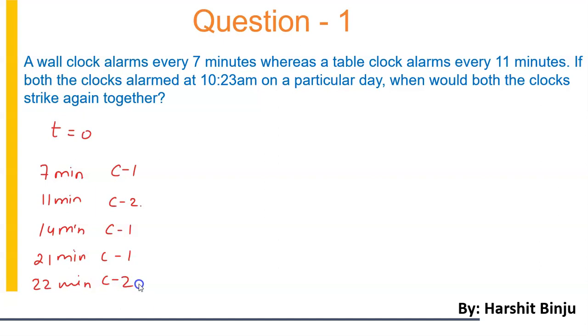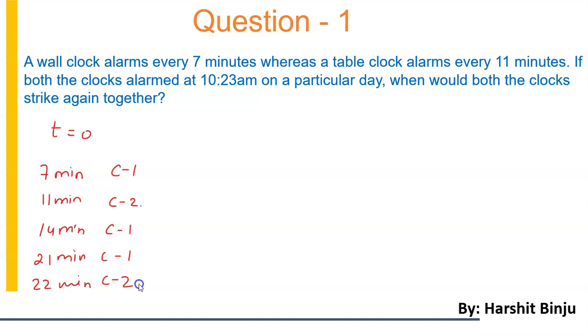So after every 7 minutes from t equals 0, clock 1 is going to strike, and after every 11 minutes from t equals 0, clock 2 is going to strike. So this is what's going to happen: 7, 11, next 7, next 11, and so on. The question is, even if we don't consider 10:23 a.m., after how many minutes will they strike again? We want clock 1 to strike, we also want clock 2 to strike. Clock 1 strikes after every 7 minutes, clock 2 after every 11 minutes.